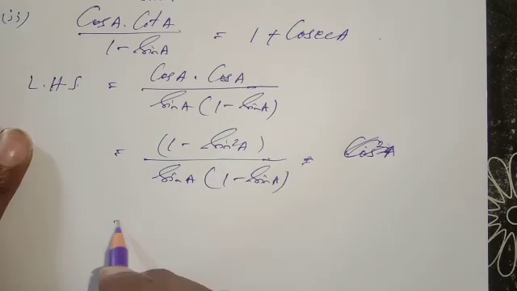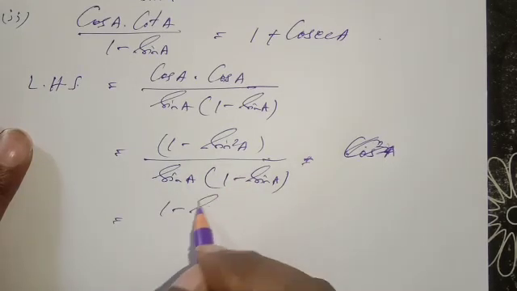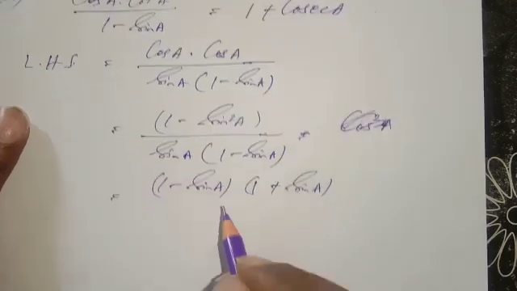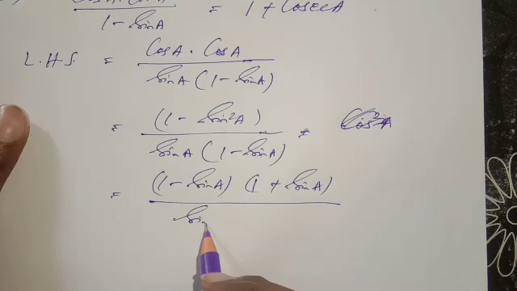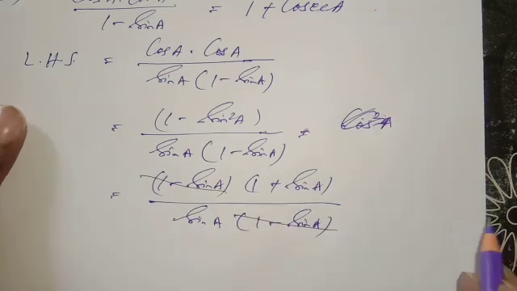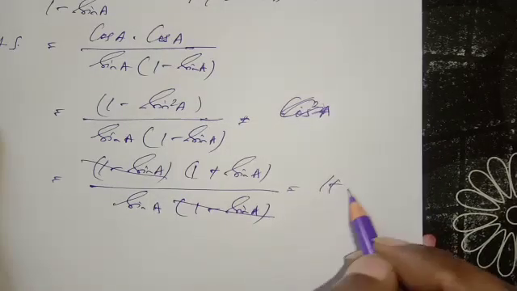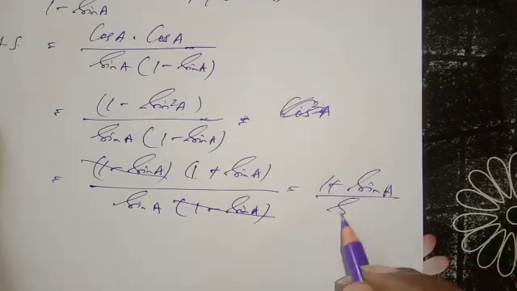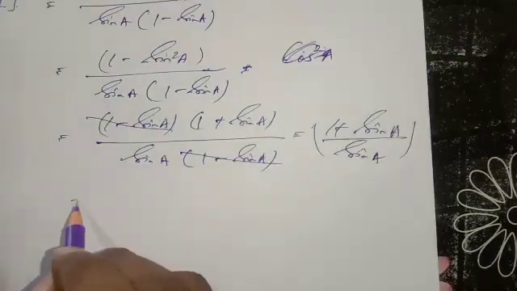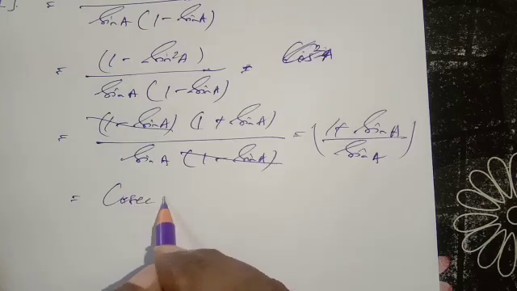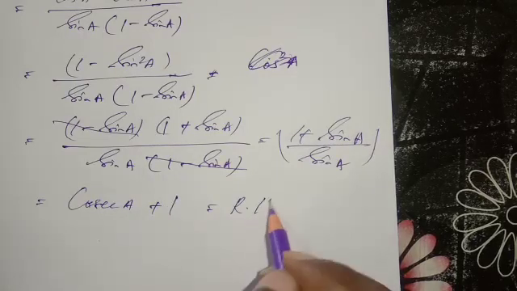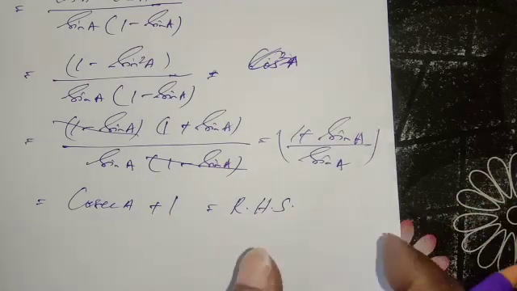1 minus sin square means you have to write 1 minus sin A into 1 plus sin A, by sin A whole into 1 minus sin A. This 1 minus sin A cancels. What is left? 1 plus sin A by sin A. Now just separate the fraction. 1 by sin A will be cosec A, plus sin A by sin A means what? That is 1, which is nothing but your right hand side. Proved. 20 first part, second part complete.